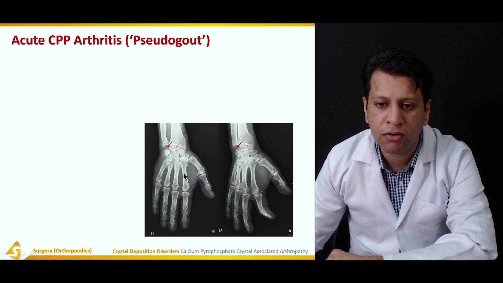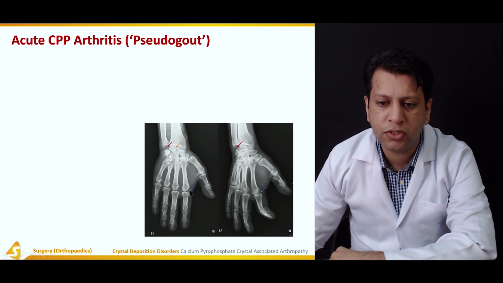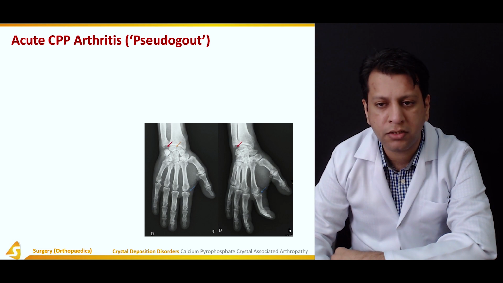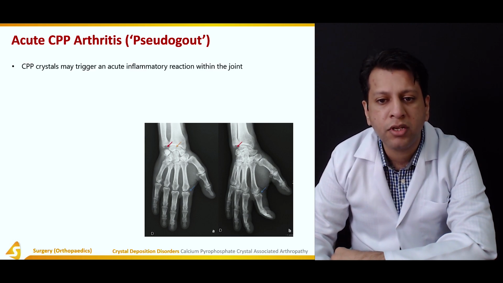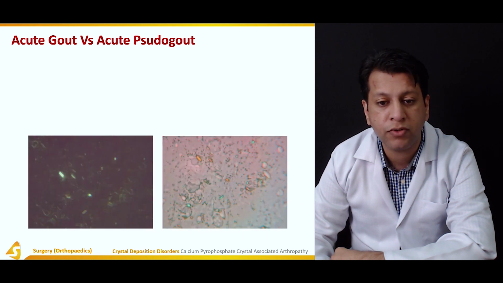If you see these arrows again around the fibrocartilage in the TFCC, there is some degree of deposition, which can be seen on this diagram as well. And if you see the second metatarsophalangeal joint over here, there is some degree of deposition in acute CPP arthritis. CPP crystals may trigger an acute inflammatory reaction within the joint. It can be caused by trauma, intercurrent medical illness, surgery, and blood transfusion.